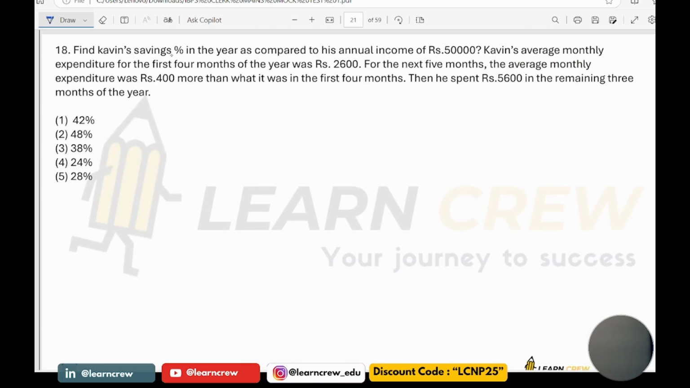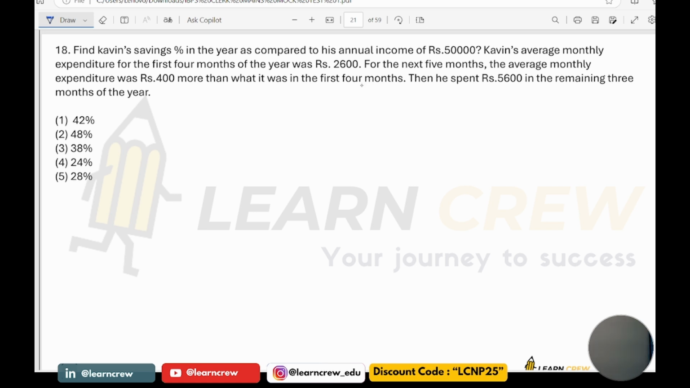Next, find Kavin's savings in the year as compared to his annual income of 50,000 rupees. Kavin's average monthly expenditure for the first 4 months of the year was 2600. For the next 5 months, the average monthly expenditure was 400 more than what it was in the first 4 months. Then he spent 5,600 in the remaining 3 months of the year.